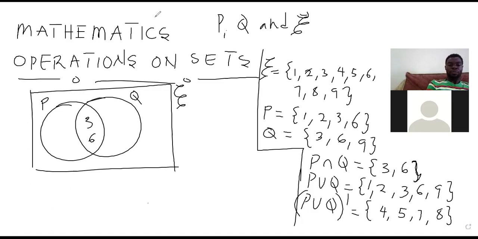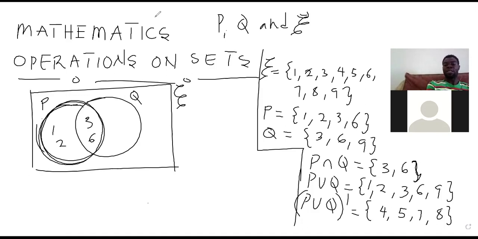Okay, and then the members in P only. When we take out the intersection, those in P only will be left with 1, 2. So the members of P will be 1, 2, 3, and then 6. The whole of this circle represents the members of P. So 1, 2, 3, and 6.